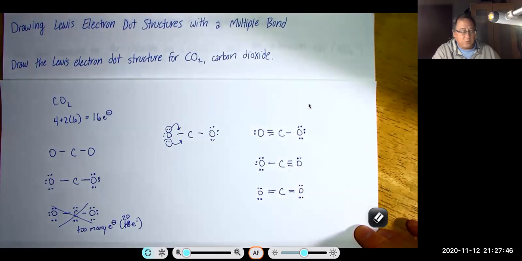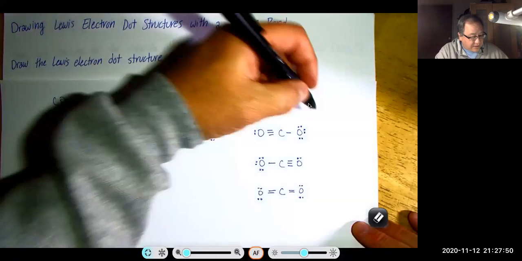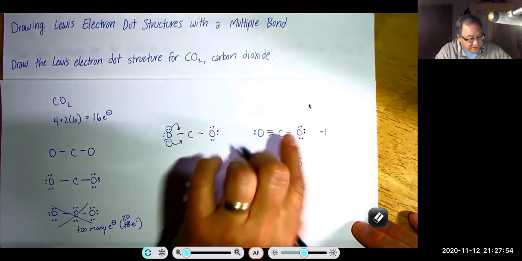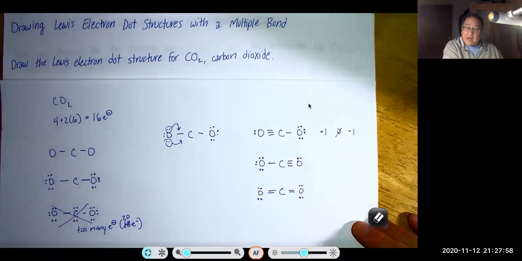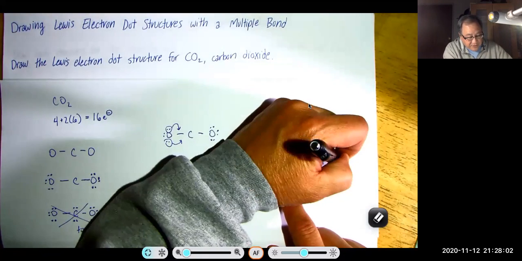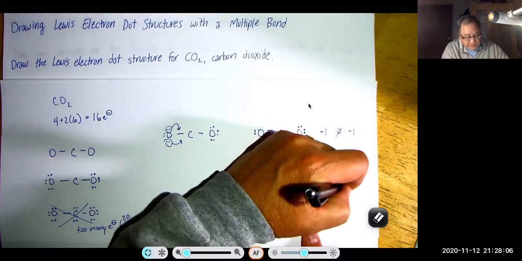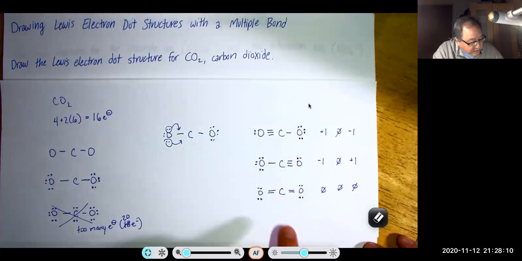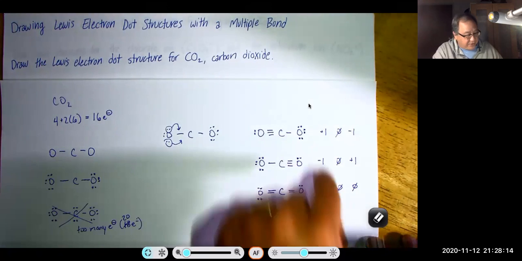So which of these is the best? Well, let's assign formal charges. To this oxygen, the formal charge would be +1, this carbon would be 0, and this oxygen would be -1. The opposite would be the case here. This would be a -1, this would be a 0, and this would be a +1, and this would be 0, 0, and 0. Now what you should do is you should pause this recording and calculate the formal charge for each of these atoms to see if you get these numbers.